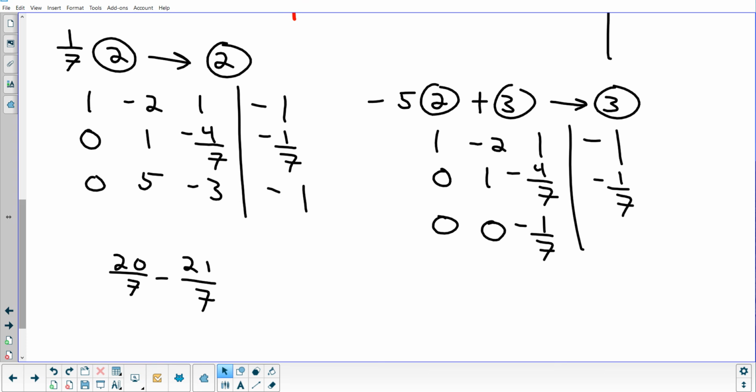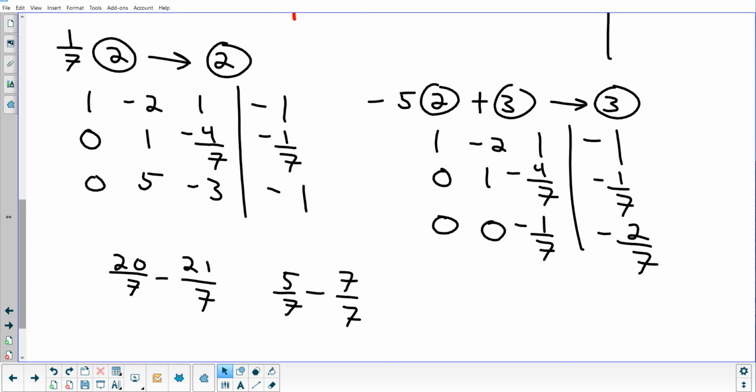And let's multiply this by negative 5. What do we get here? 5 sevenths minus 1. So 5 sevenths, and is that how we would write it? 5 sevenths minus 1. So what is that? Negative 2 sevenths. Okay.